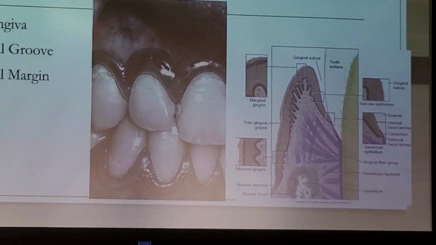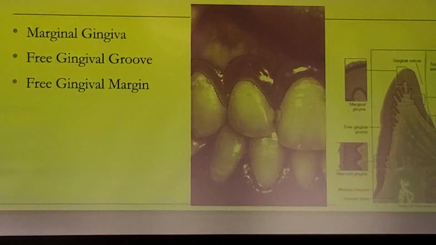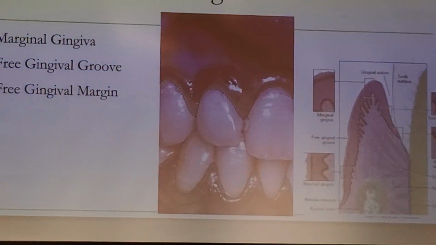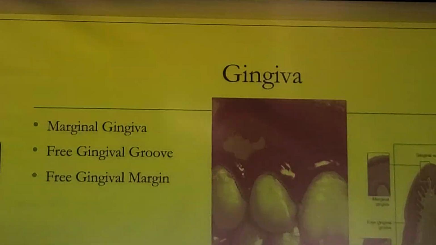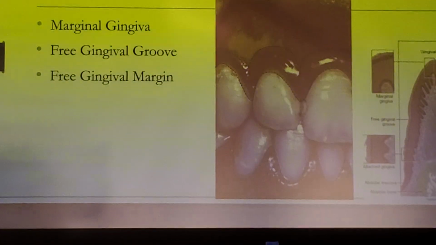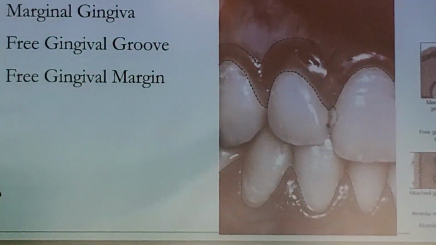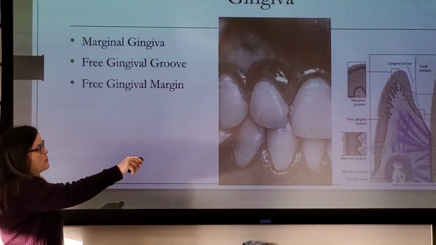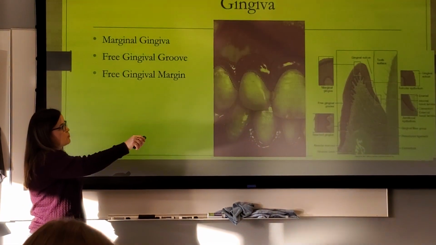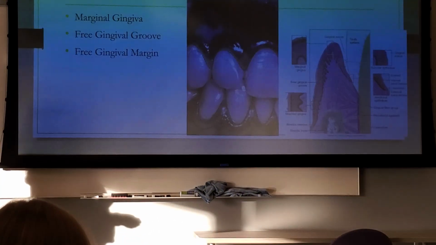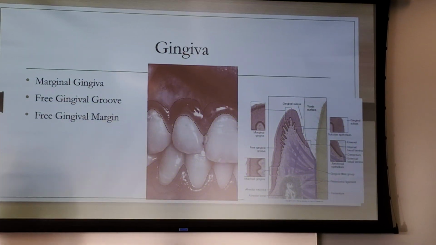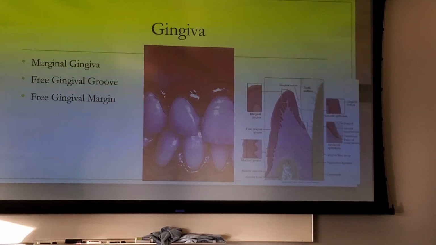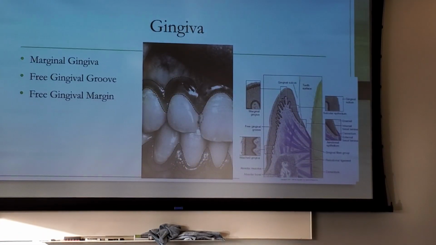Our gingiva, again, we have our marginal gingiva, and then remember we have our free gingival groove and our free gingival margin. Everything within the dotted line is our marginal gingiva. Everything superior to that is the groove, the free gingival groove, because it's a groove, and then we have the free gingival margin, which is where we're reading our probing depths. All of that together is considered the marginal gingiva.